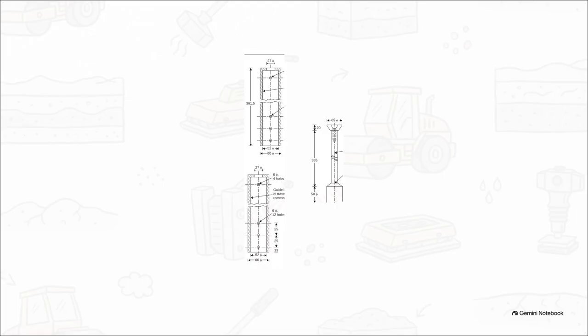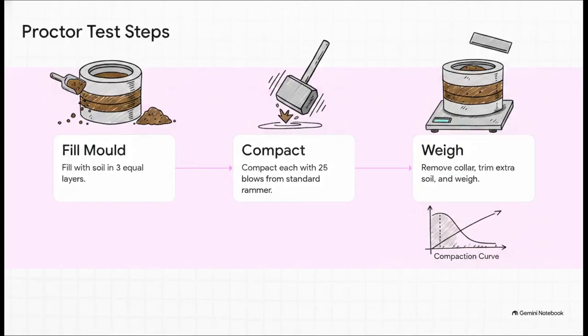You've got the standard mold, which has a specific volume, and the standard rammer. And this isn't just any hammer, it weighs exactly 26 newtons and is designed to drop from a highly controlled height of 310 millimeters. Think of this test like a really aggressive, highly controlled baking recipe.